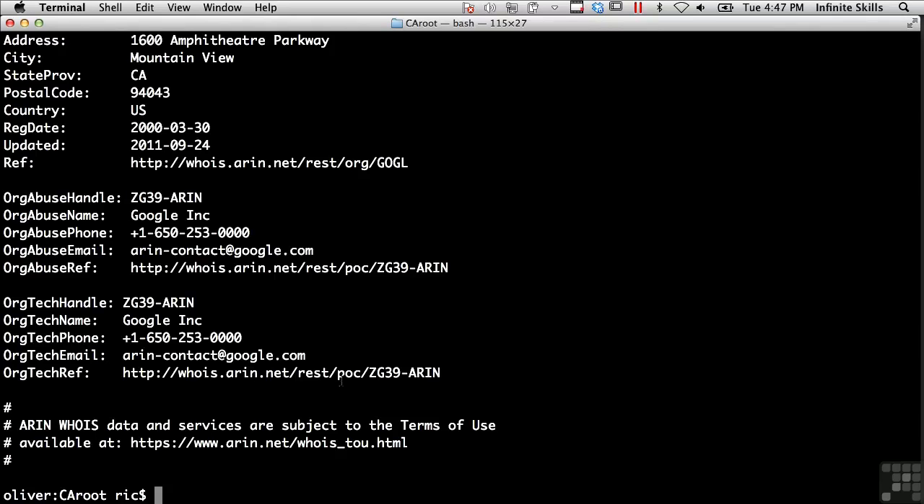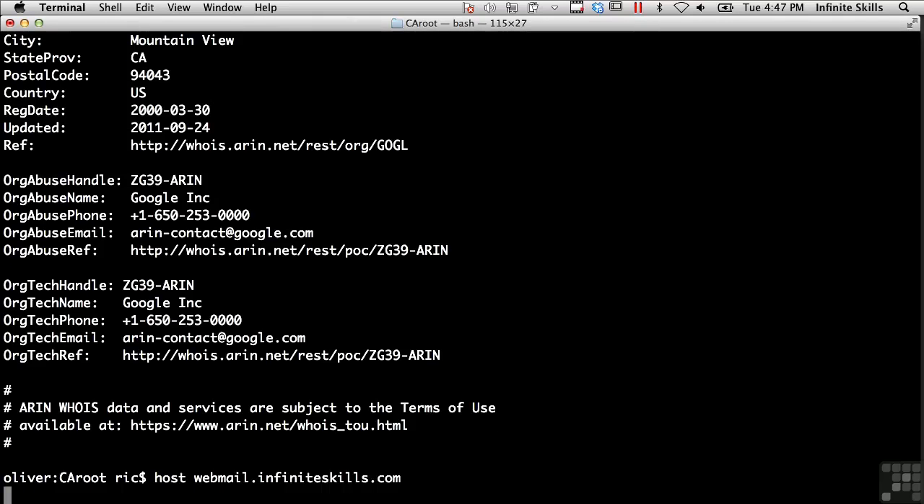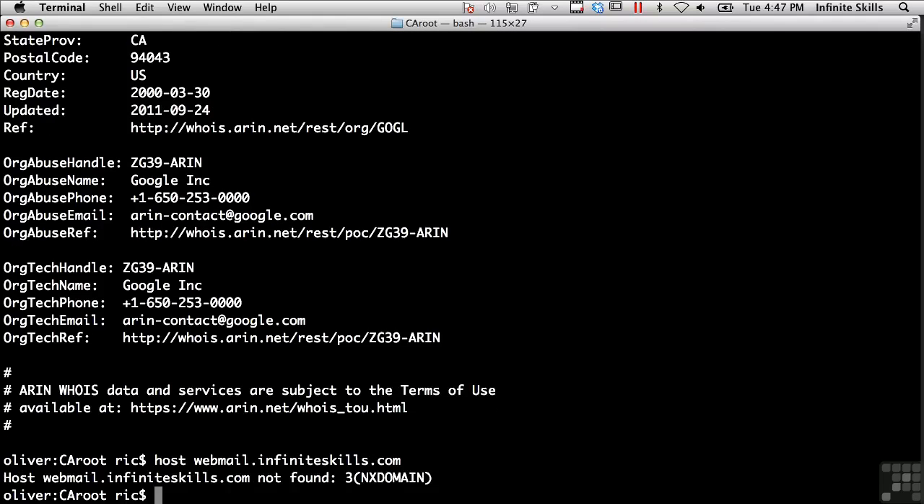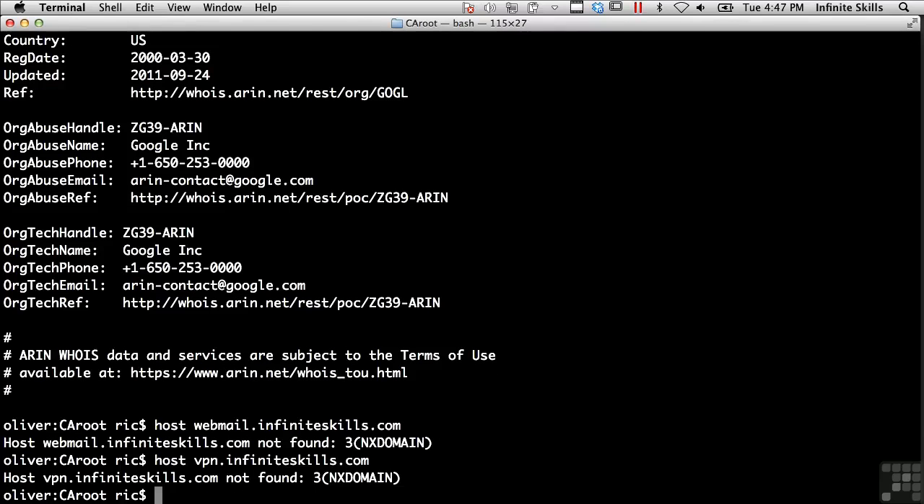The other thing you can do is to check for different host names. Since I'm assuming DNS probably doesn't allow zone transfers, since most DNS servers don't anymore, although they used to, you may have to start guessing. So I could do something like host webmail.infiniteskills.com. And this is completely guessing, and it may not actually return something. In this case, it doesn't. I could also guess something like vpn.infiniteskills.com. And I've got nothing there.